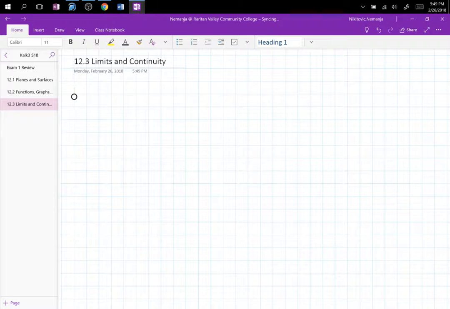Hello and welcome back to Calculus 3, section 12.3, Limits and Continuity. We are going to just recycle what we learned in Calculus 1, basically in chapter 2, and adapt that for the Calculus 3 environment.